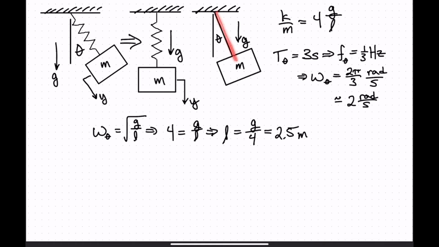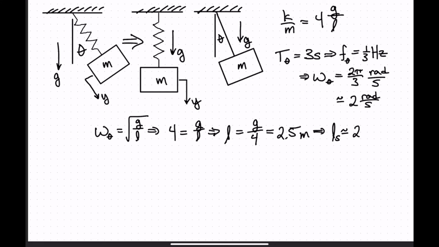Obviously, it's going to be changing because we actually have this system here. But to have a period of 3 seconds, we need this to be 2.5 meters. Now, that doesn't mean that the spring has to be 2.5 meters. So that's the length here. That's kind of the nominal length here. So we want a spring, and the maximum length of the spring would be 2 meters. So we'll say that that tells us that the spring length is roughly 2 meters.